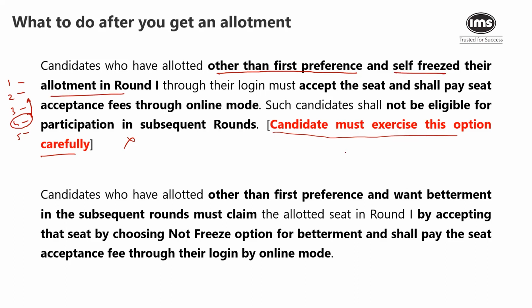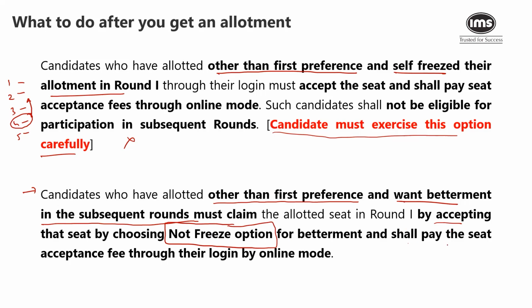What you instead need to do is do the second thing which is written here. So if you have been allotted a seat which is other than first preference and you want to participate in a betterment round, what we mean by betterment is getting a college which you have put above as the preference, then you need to accept the seat by choosing not freeze option.